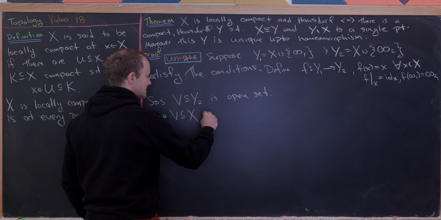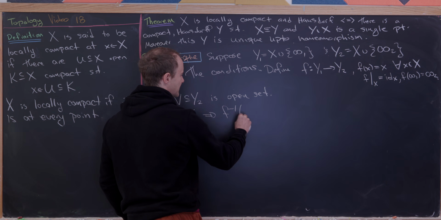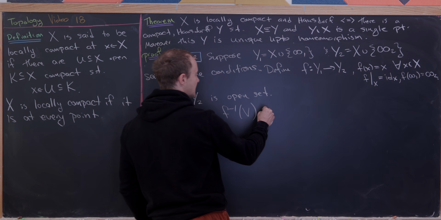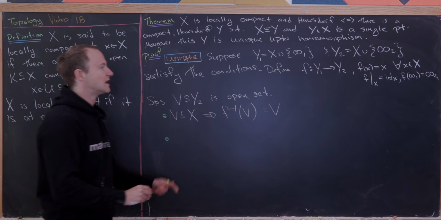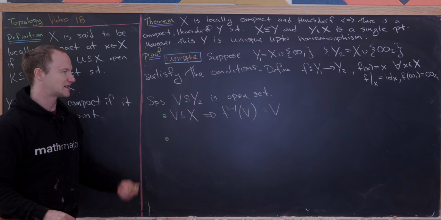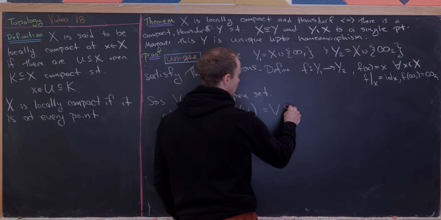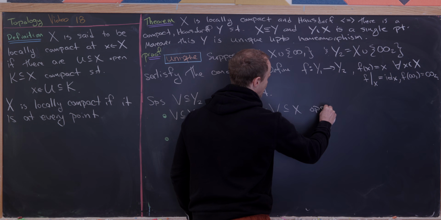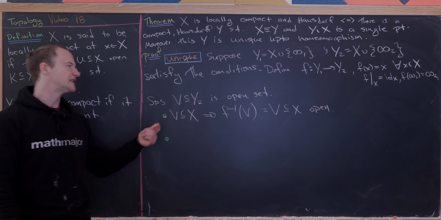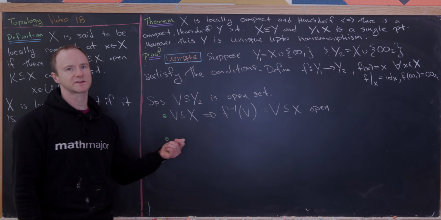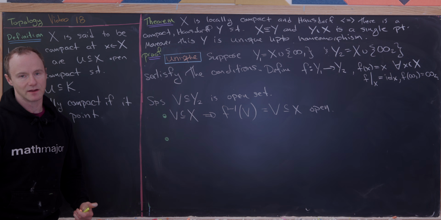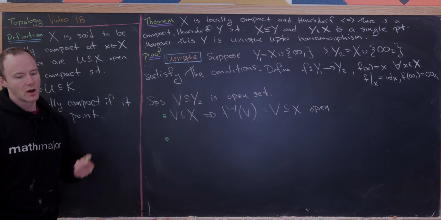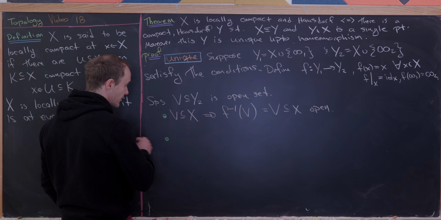But in this case, it's pretty straightforward. Notice that the inverse image of V is simply equal to V, and that's because f restricts to the identity function. This original V was open in X, so of course the identity function is not going to make it not open. Okay, so now let's look at the other case.